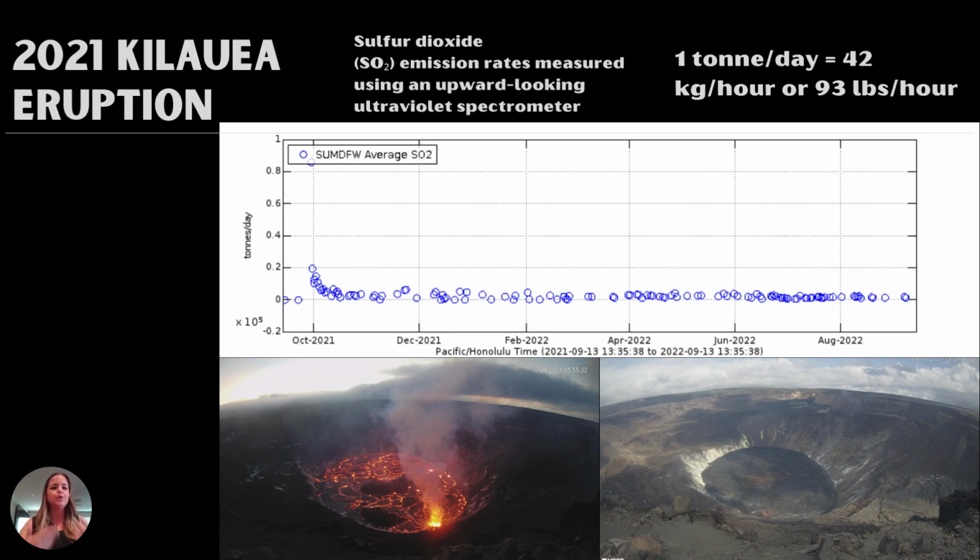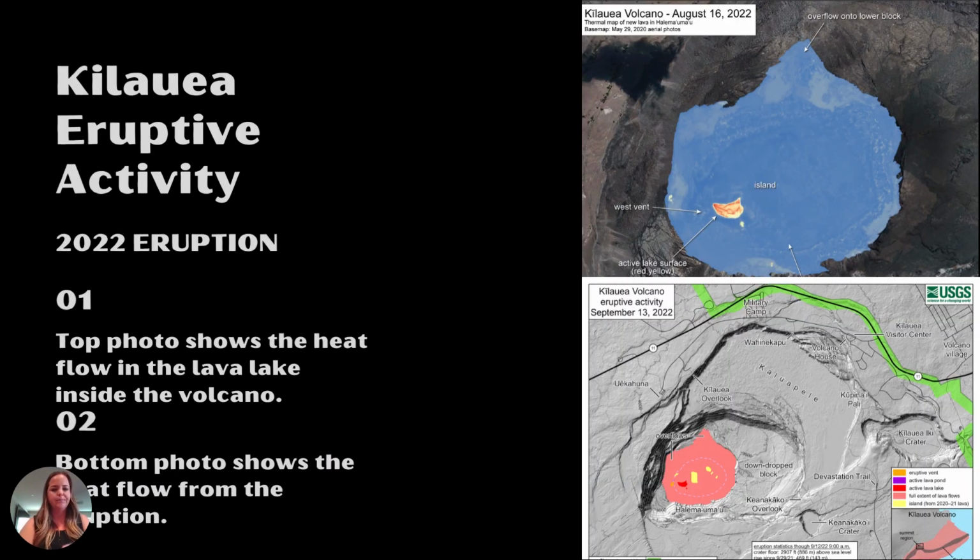So we do use upticks in gas emissions, in this case sulfur dioxide, as an indicator of volcanic eruptions. So we think something is going to erupt or something is actively erupting. And that shows you daytime and nighttime what the lava lake inside the volcano looks like.